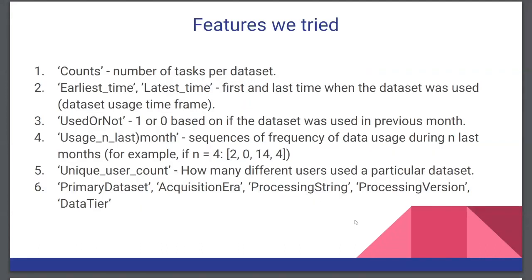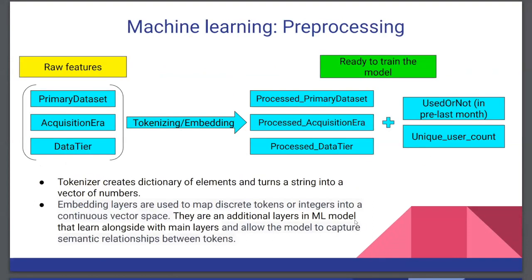We tried different features and their combinations, and after such research, we came up with an optimal set of features, which you can see on this slide. But the problem was that we have both text and numerical features, so we needed to preprocess them accordingly in order to use them in our models.